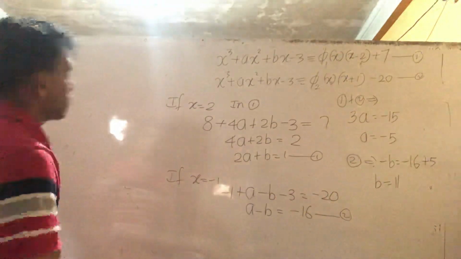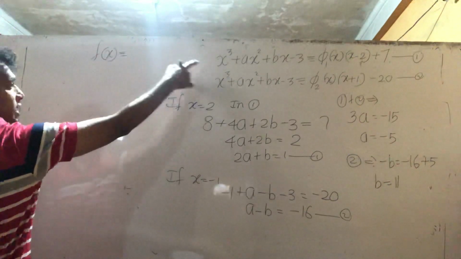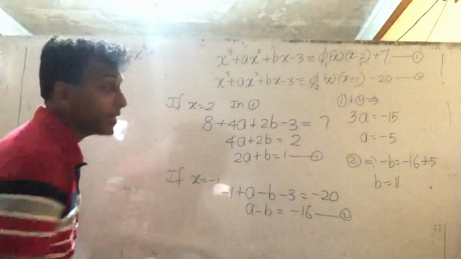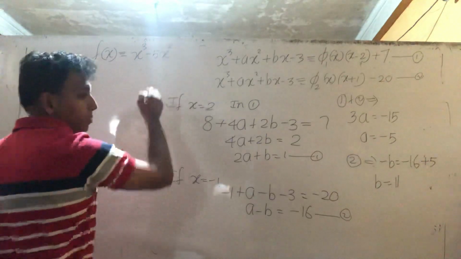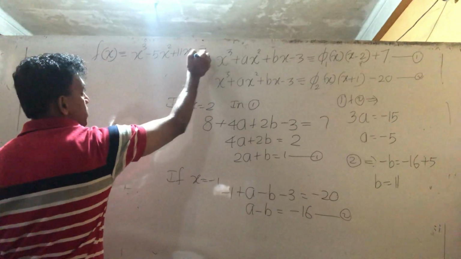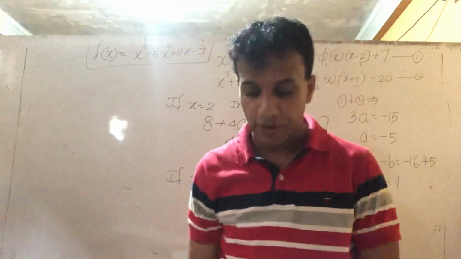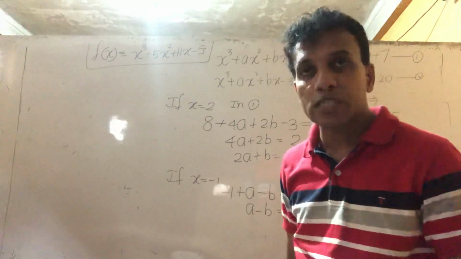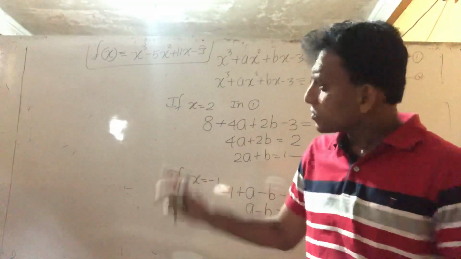Therefore the polynomial is, if I say f of x, x cube plus a as minus 5, x square, b as 11, x minus 3. This is the polynomial, the cubic function, power 3 polynomial, right? Now the last part is, if this is divided by x minus 1, what is the remainder? Find the remainder. So we write that pattern.